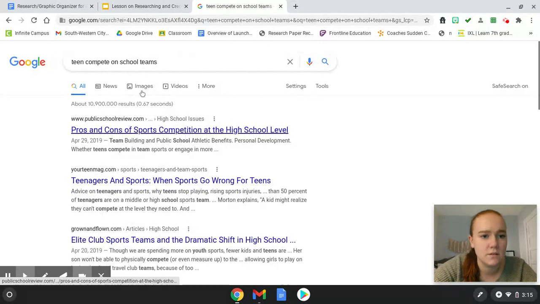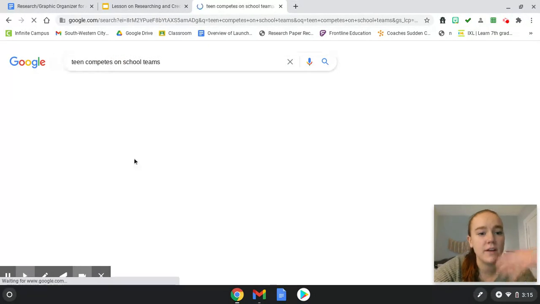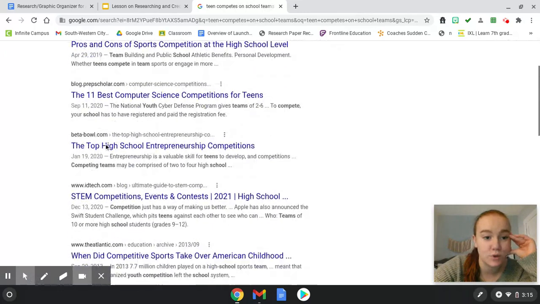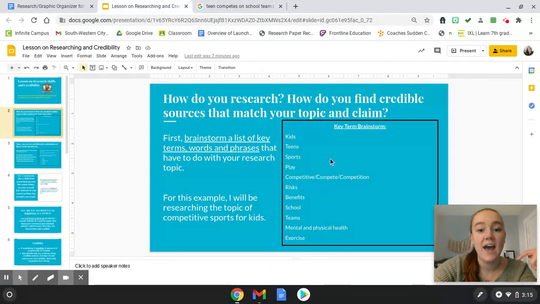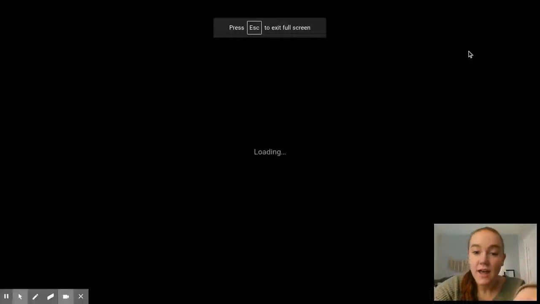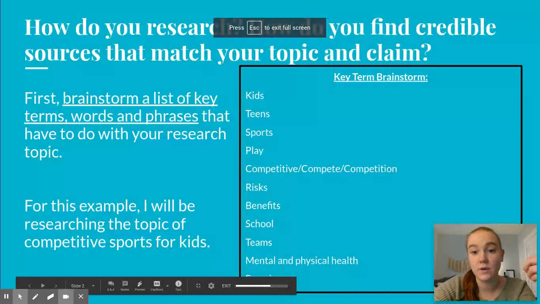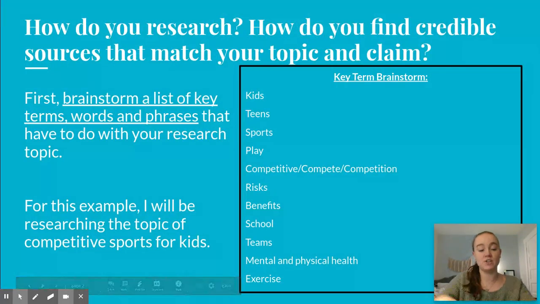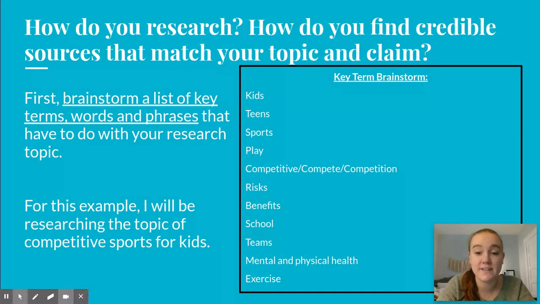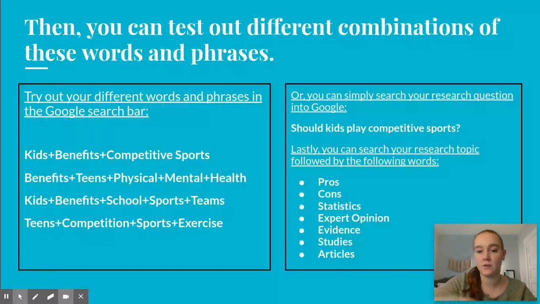Let's see what I said. Competes. Oh, see, look, yeah, I got some new ones here. Yeah, I got some new links that I didn't before. So that's kind of the benefit of having this big list of words here and being able to know that you can search different combinations, test out different combinations of those words so that you can get as many different searches as possible, because you'd be amazed how one word of your search changes the results of your whole entire search. So that's one way that you can research.